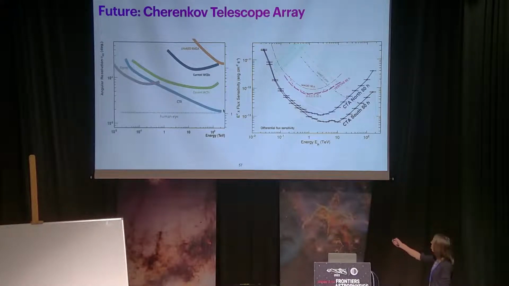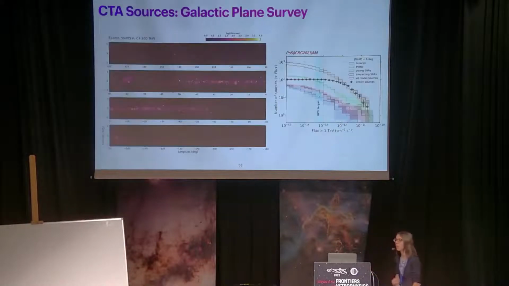And so this is the energy flux sensitivity as a function of energy for CTA North and CTA South. These lines will be definite only when the array is built and you have the final setup. But again, it is expected to give an improvement of at least a factor of 10 on HESS and the current imaging Cherenkov telescopes.